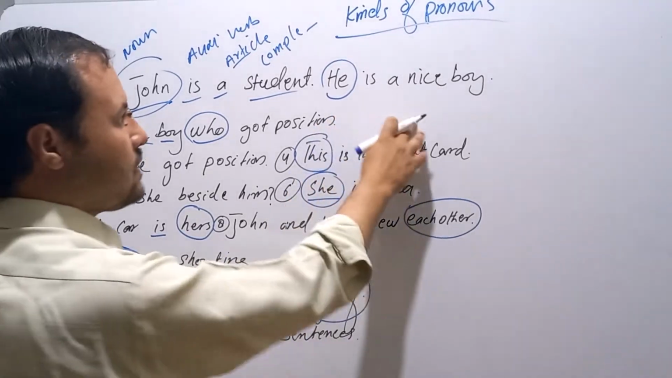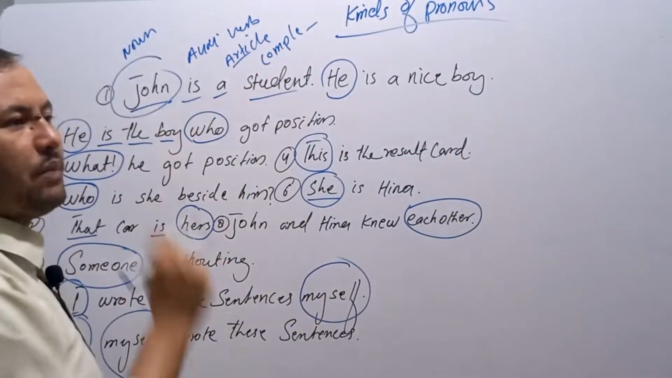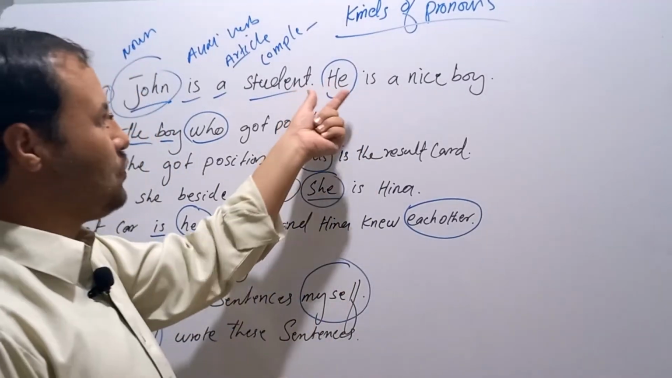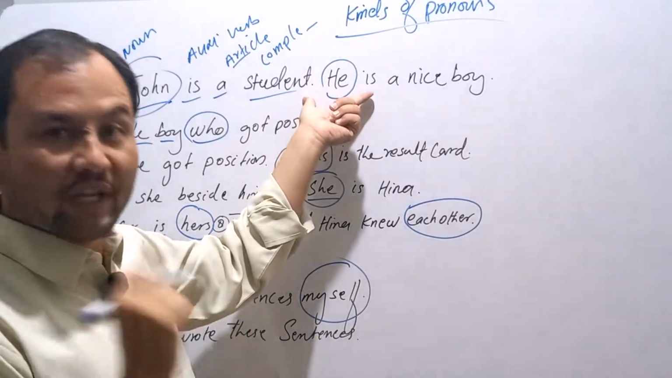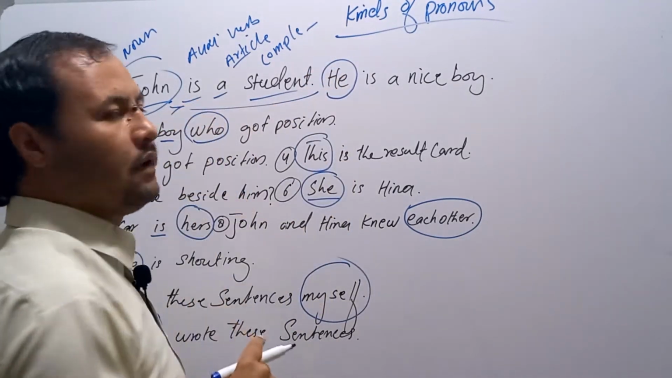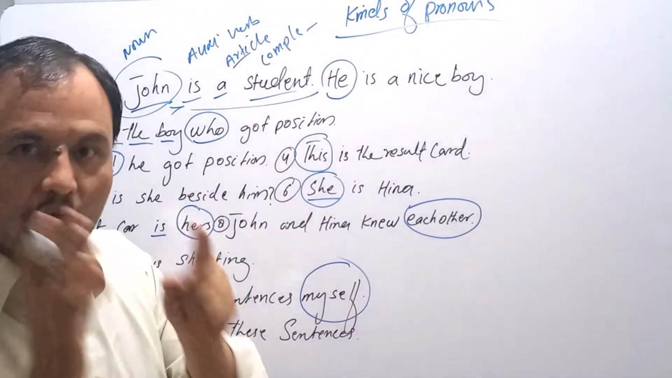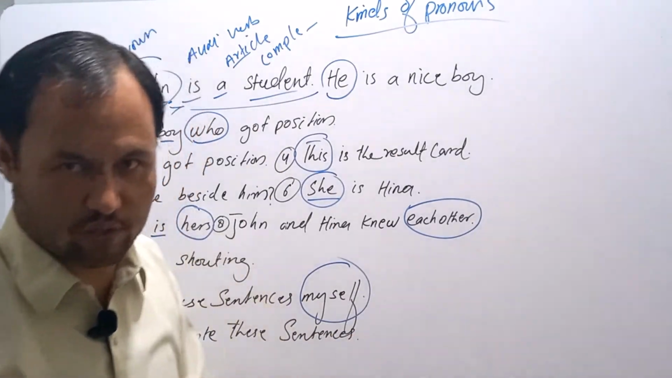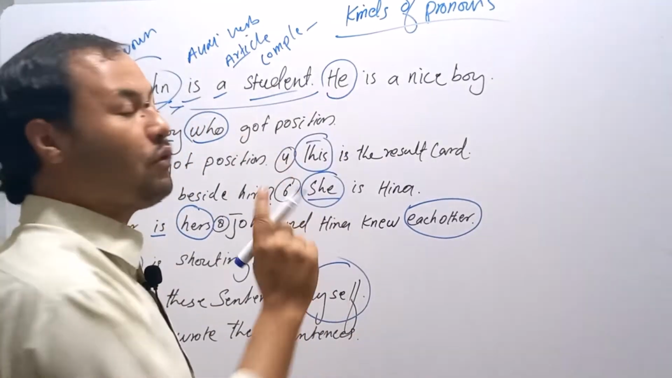Next sentence, we have talked about the same person, John. Here we have not used John. We have used the word he. What is he? He is a pronoun which is used in place of a noun. So pronouns are the words which are used in place of nouns to remove the repetition. Now, what kind of pronoun is he?